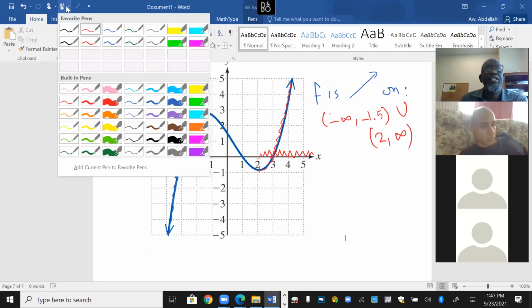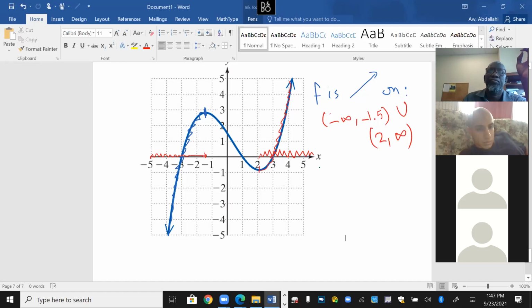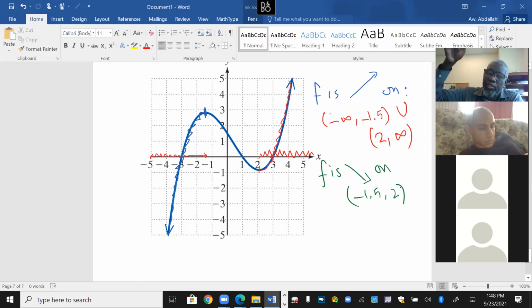Where is f decreasing? Negative 1.5 comma 2, right? Thank you. Okay, so increasing is the graph going up, decreasing is the graph going down.